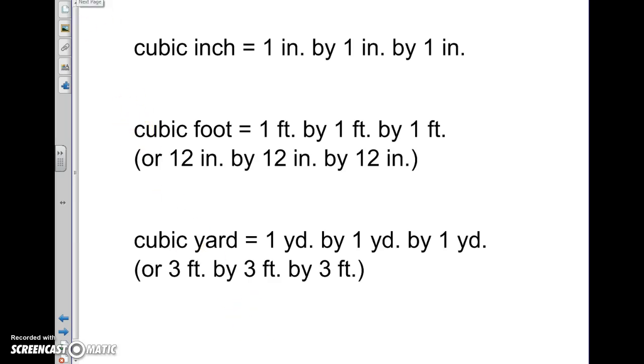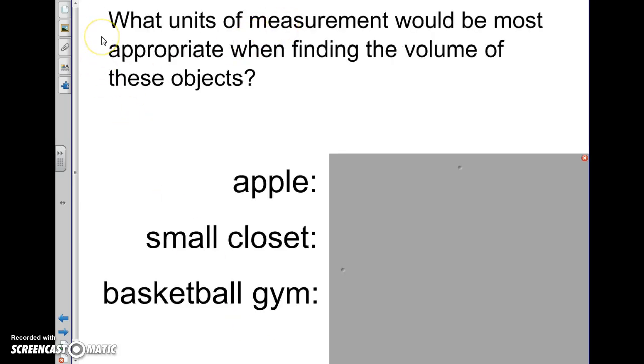So tomorrow we're going to look at these. We're actually going to build different cubic units. Each of you are going to build different size cubic units so we can really get an idea of what these look like. So we can think about what units of measurement would be most appropriate when finding the volume of different objects. So when we look at these 3 objects, an apple, a small closet, and a basketball gym, what would be the most appropriate unit of measurement when measuring any of these?